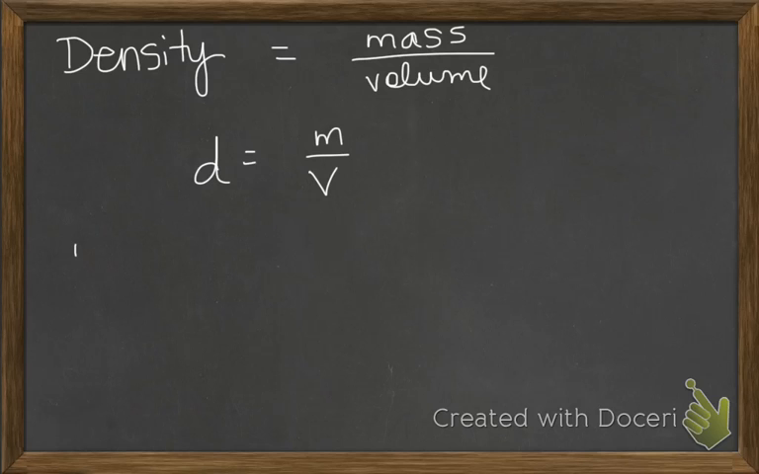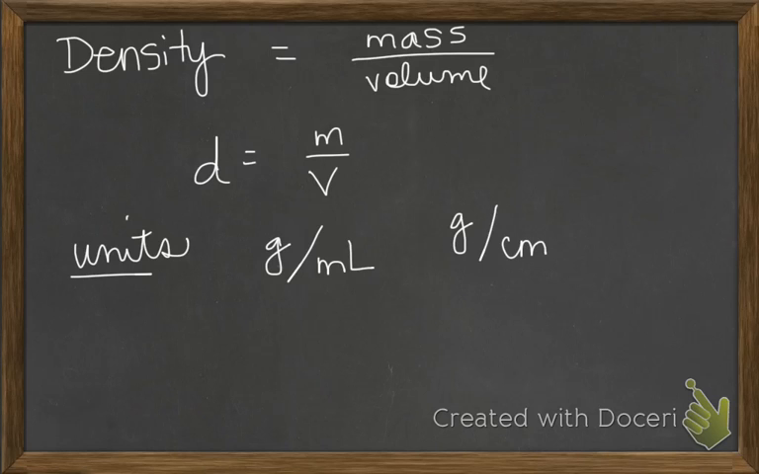Units of density are typically grams per milliliter. That's the most common units you will see for solids and liquids. They will be reported in terms of grams per milliliter. Sometimes you will also see grams per cubic centimeter. These are the same thing.